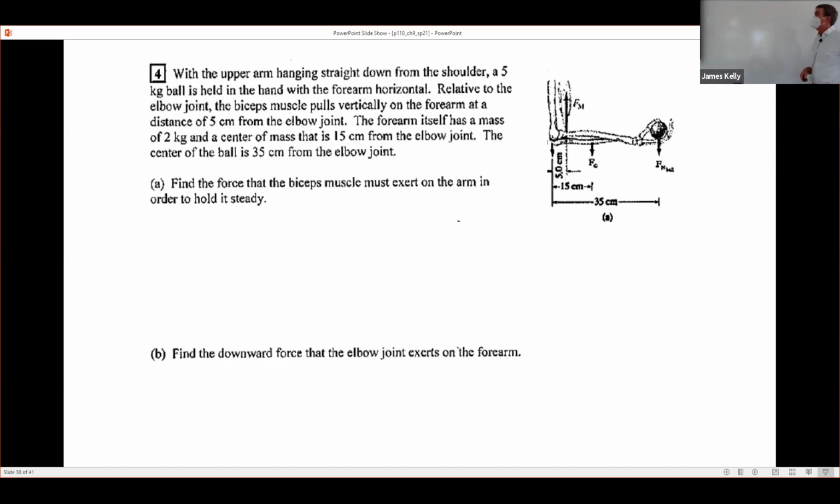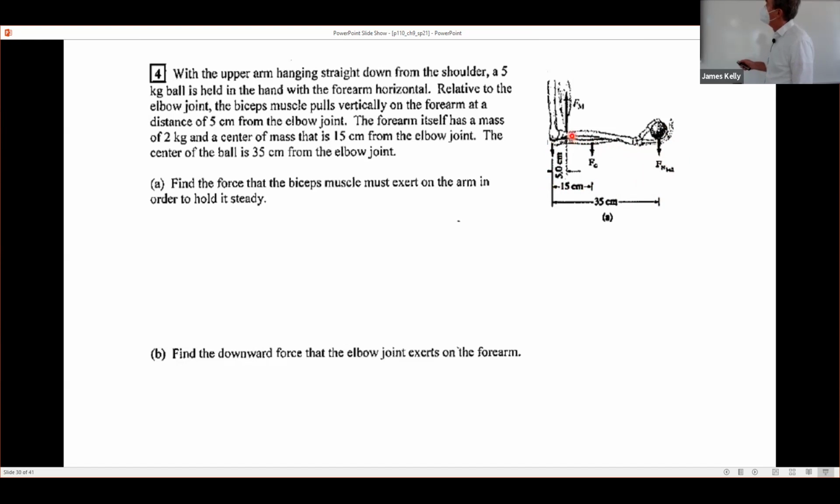And the question is, how much force does the biceps have to exert to hold something like this in the hand? It's not the most realistic model, it's pretty simple, but we're going to imagine that in this case, the center of mass of the forearm itself, this whole forearm has some mass, right? We can think of it as a bar that's not necessarily a uniform beam, but we're told the center of mass is here, 15 centimeters from the elbow joint. And the 5 kilogram ball that's being held is 35 centimeters out from the elbow joint.